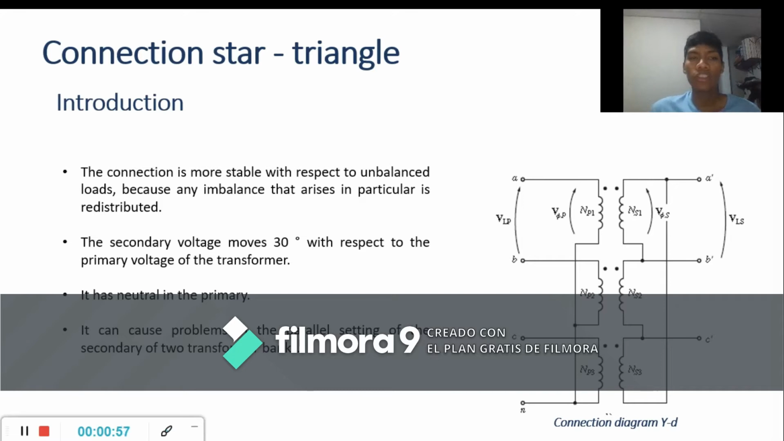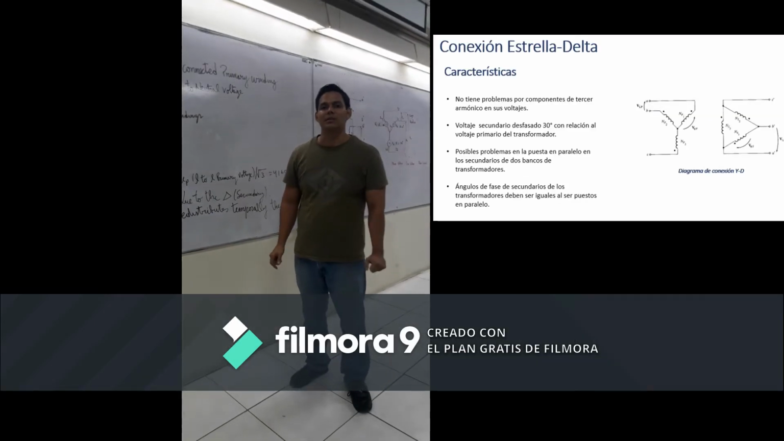This type of connection is more stable with respect to unbalanced loads, because any imbalance that arises in the primary is redistributed in the secondary. The secondary voltage shifts 30 degrees with respect to the primary voltage of the transformer. This type of connection has a neutral in the primary. It can cause problems in the parallel setting of the secondary of two transformer banks. Thank you.